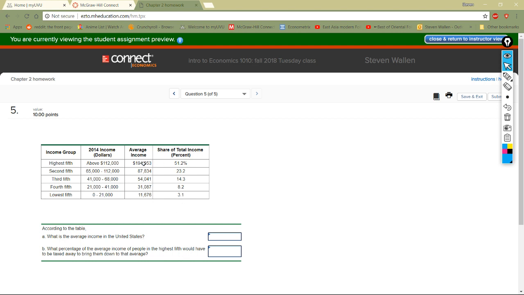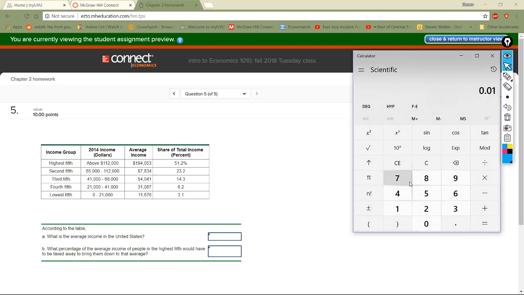Well, if we know this is an average income for 20% of the people, this is for 20, this is for 20, this is for 20. I can just add all of these up and then divide by 1, 2, 3, 4, 5, and that'll give me the average income of the U.S. So let's do that, shall we? Let's get our calculator back. Clear this out.